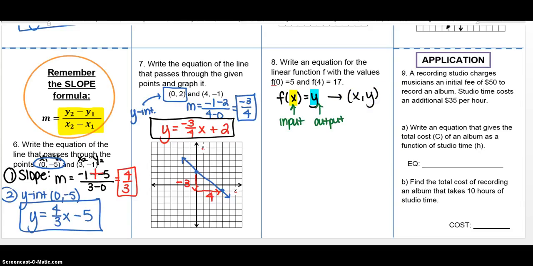So we can take function notation here and take the x's, whatever's inside the parentheses, and then take the y's, whatever's on the outside, the output, and use the 2 ordered pairs in order to write the equation. We need the slope and the y-intercept. Do we already have the y-intercept? It looks like it. Anytime you have 0 in front of the y value, you know it's the y-intercept. So now all we have to do is find the slope.